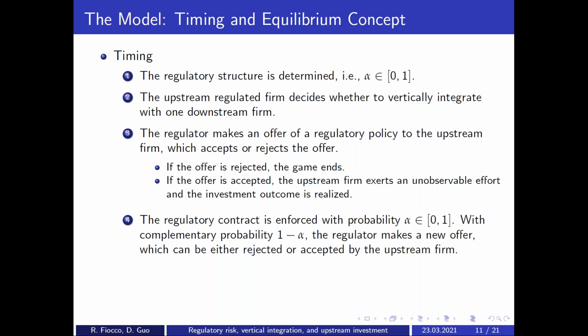Stage 4, the regulatory contract is enforced with probability alpha. With complementary probability 1 minus alpha, the regulator makes a new offer, which can be either rejected or accepted by the upstream firm. At the very end, downstream competition takes place. Okay, so here I would like to emphasize 2 points. First, the regulatory structure alpha is determined by legal and institutional environment, and we would like to find the optimal alpha.